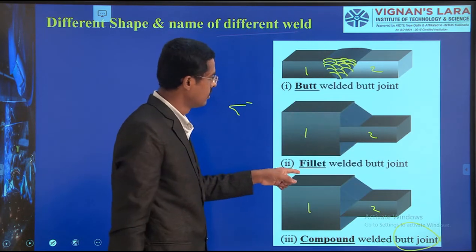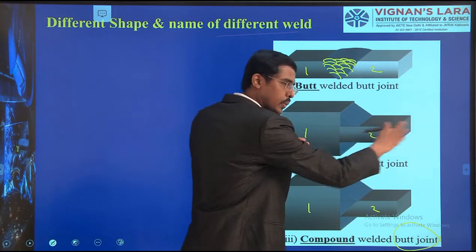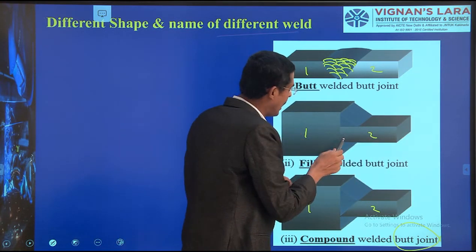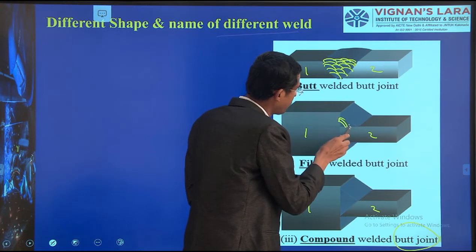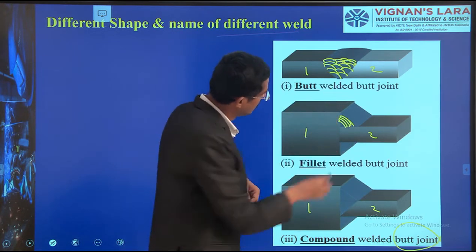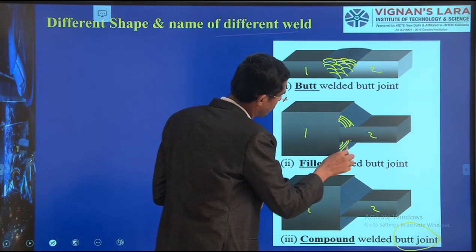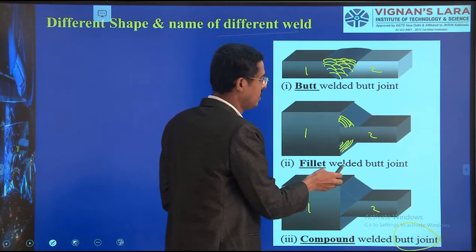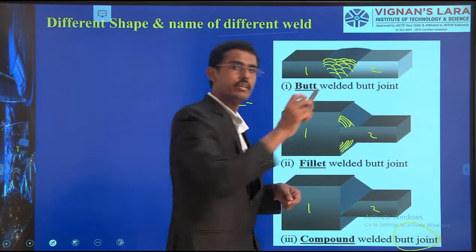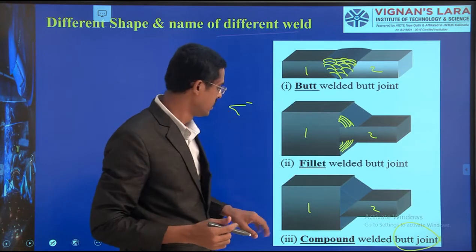Here. Two are kept together. And I am doing the fillet weld here. At the corners, I am doing the fillet weld here. Fillet weld done on the butt joint. I think we understand.